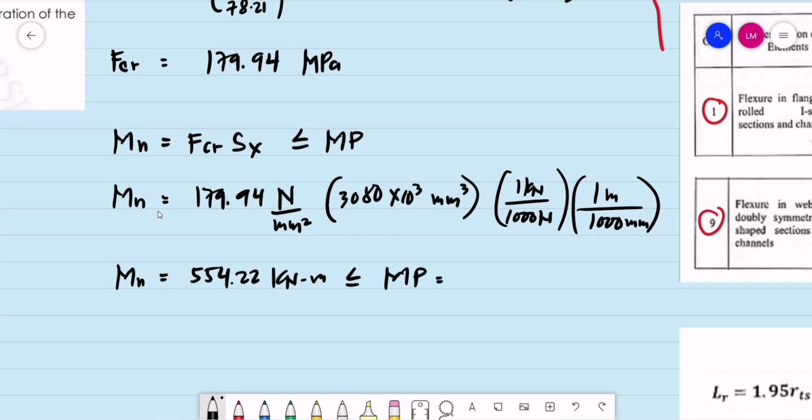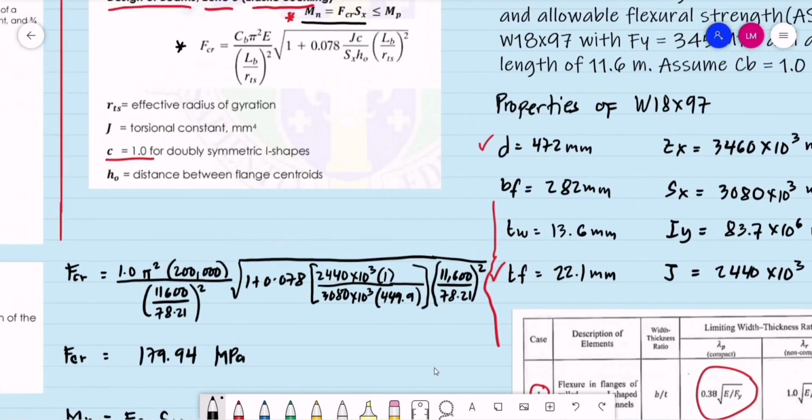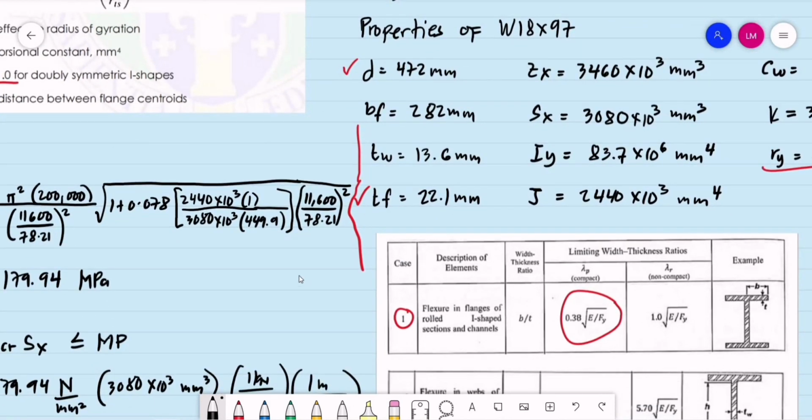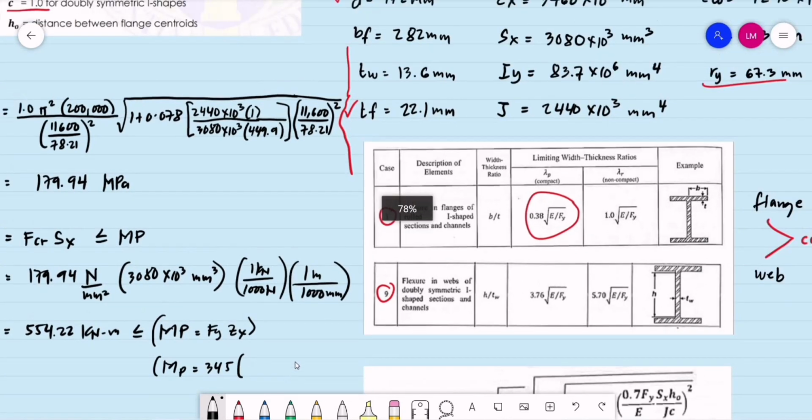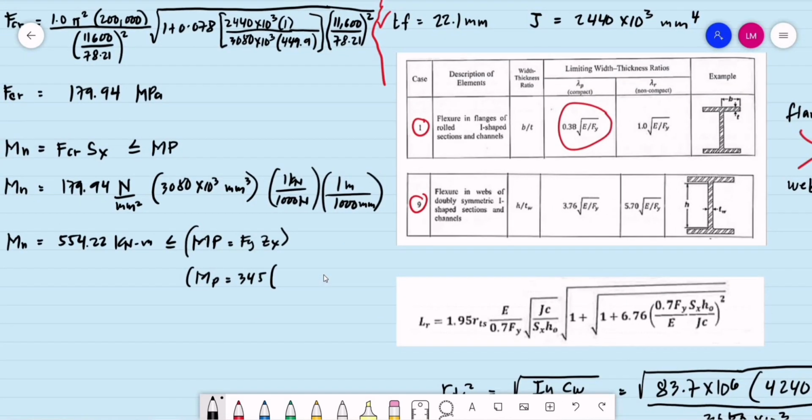So what is the equivalent of M sub p? M sub p is equal to Fy multiplied by Z sub x. So we have the value of M sub p is equal to, our Fy is 345 megapascals, then the plastic section modulus is 3,460 times 10 raised to 3.